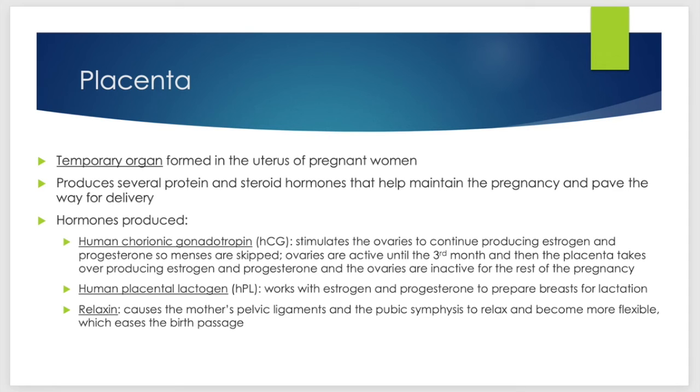Next, we have human placental lactogen, or HPL. That's going to work with estrogen and progesterone to help prepare the breast tissue for lactation or for milk production. And then relaxin is going to allow the pelvic ligaments in the woman to, essentially what the hormone says, relax and become more flexible, which will make the birthing process a little bit easier than it would be without it.